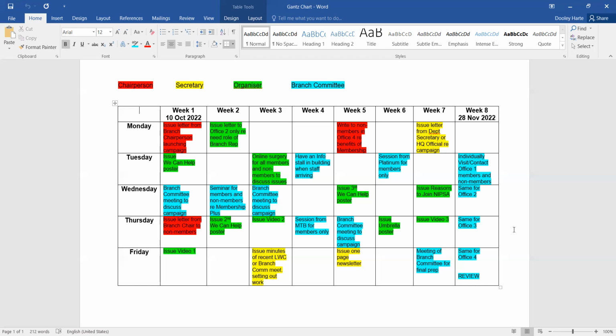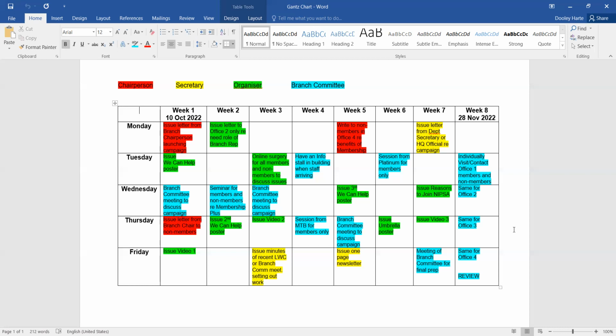So then the next day, the branch organizer would issue out the We Can Help poster. That can be issued out to all members, or members and non-members, as a means of trying to raise the profile. Again, you have your email contact list done, you've revised your NIPSA contacts, you've tried to get as many email addresses as possible for non-members. You issue it, hopefully with just the click of a button, on Tuesday.